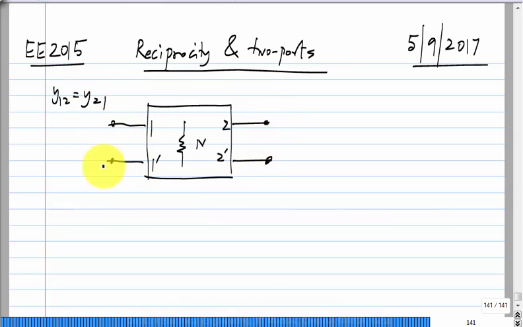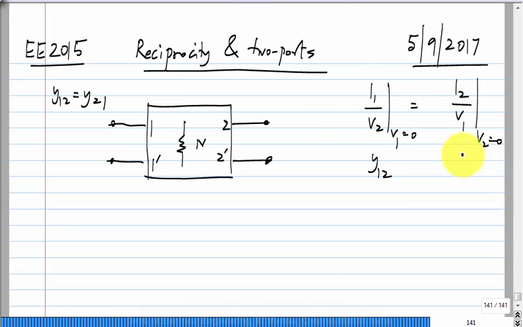So, y12 equals y21. What does it mean? y12 is I1 by V2 with V1 being 0. This is y12 equals I2 by V1 with V2 being 0. This is y21, right. So, as you expect from the y parameter picture, you set up the circuit with two voltage sources. Okay.